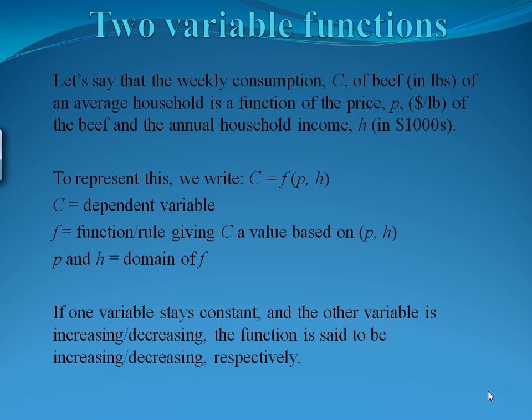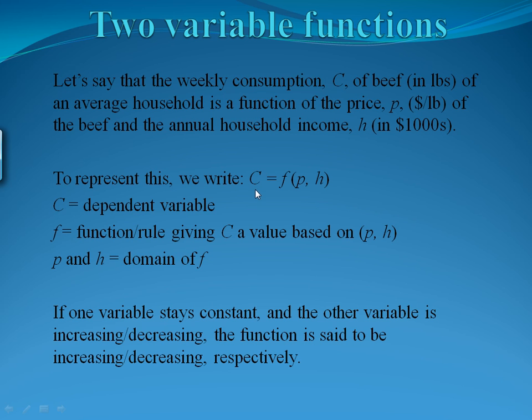Two variable functions. So let's say the weekly consumption, C, of beef in pounds of an average household is a function of the price, P, per pound of beef, and the annual household income, H, in thousands of dollars. So now again, how much you consume is based on how much the beef costs and how much money you make. To represent this, we can write it like this.